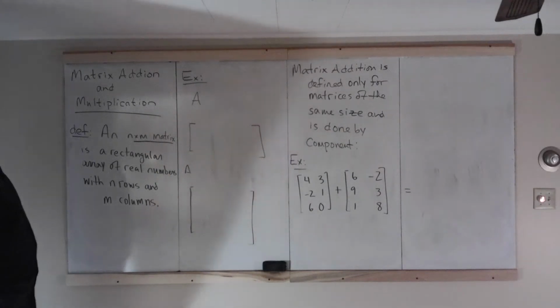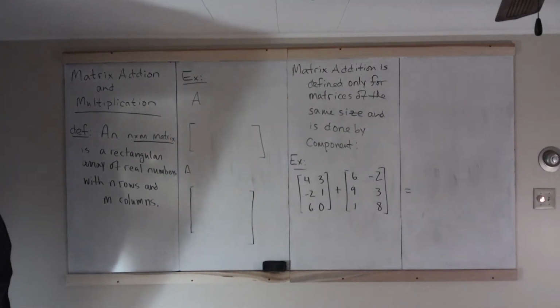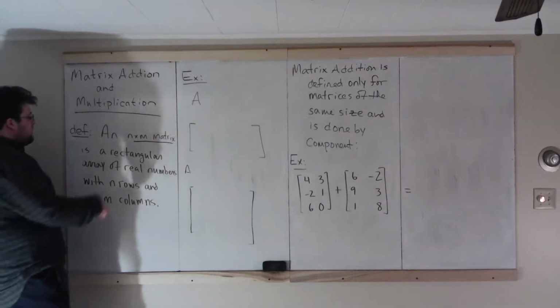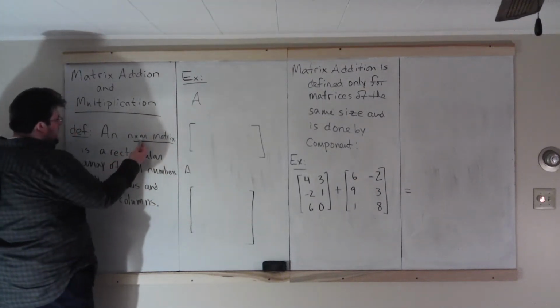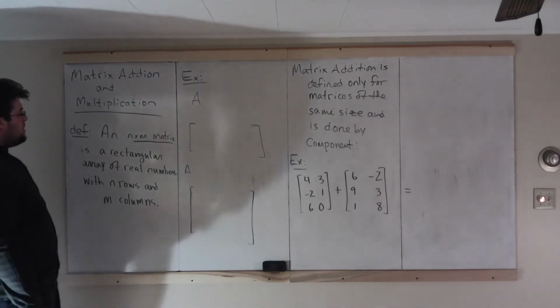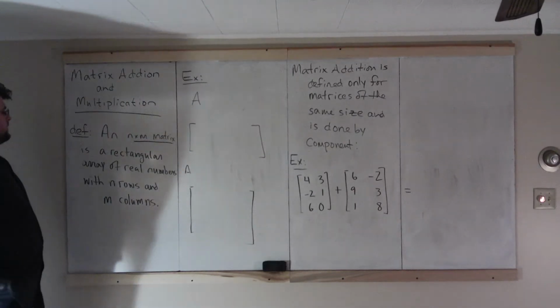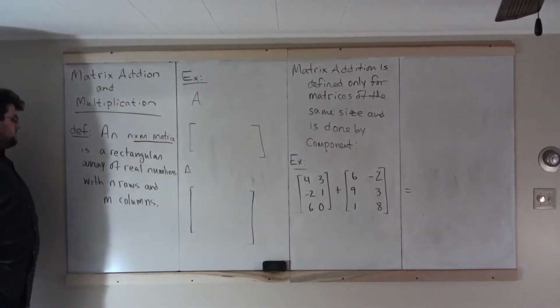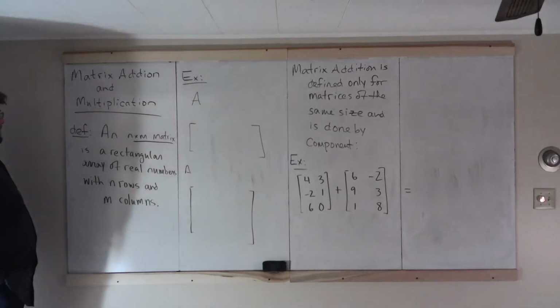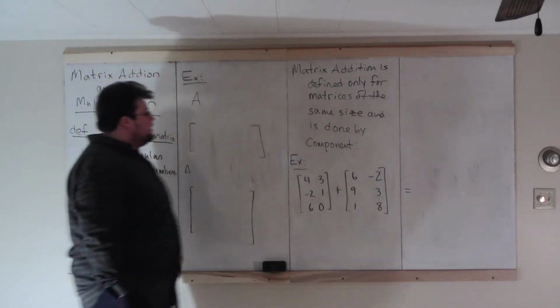What's a matrix? Well, definition: an n by m matrix. So here we have lowercase n times m. An n by m matrix is a rectangular array of real numbers with n rows and m columns. Well, let's look at 2 examples.